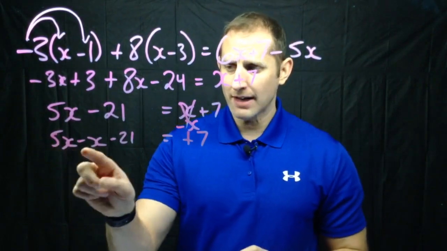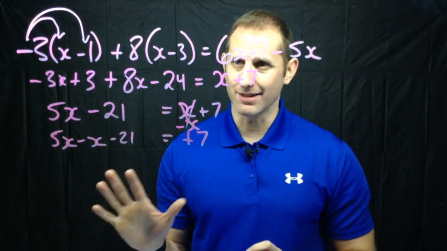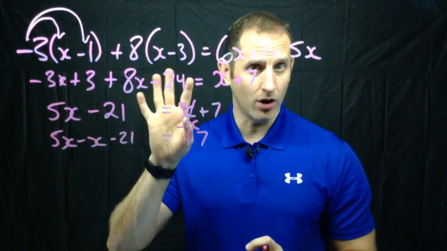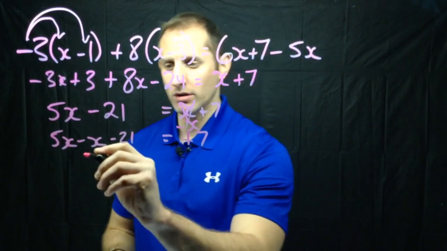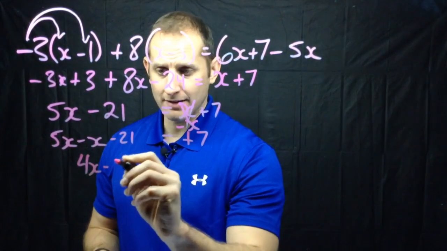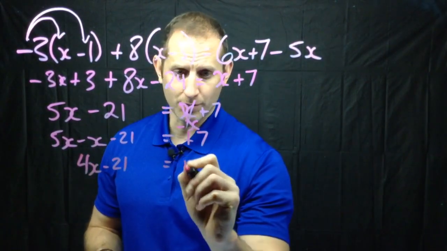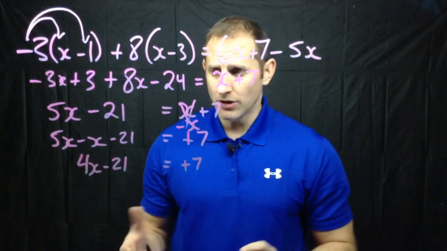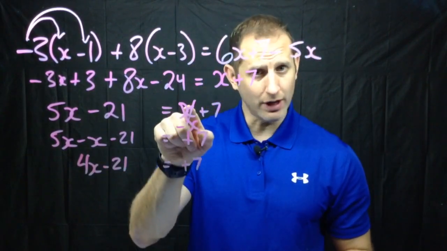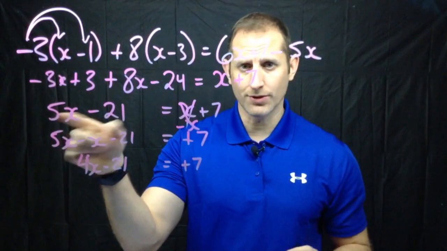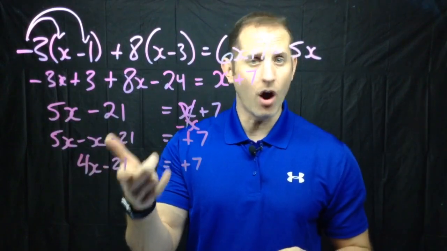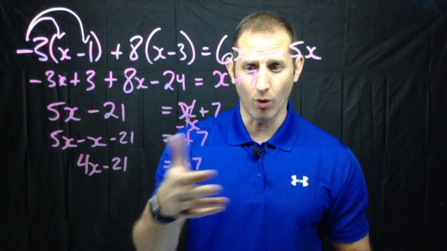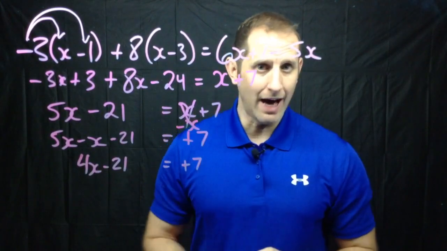And then I have 5x minus x. So if I had 5 x's and I took 1 x away, I'm left with 4 x's. 4x minus 21 equals plus 7. Now, very similar to what I just did with the x's over here on the right side of equals, I'm going to do the same thing with the constant on the left side and move it over here. How do I do that?